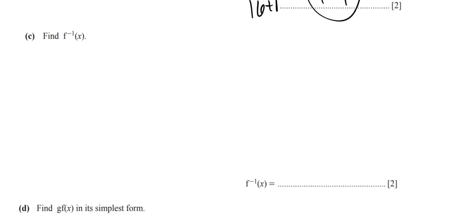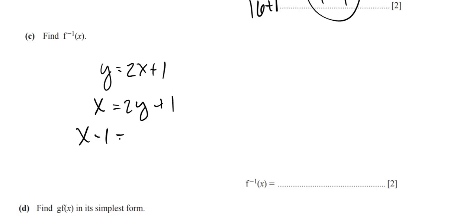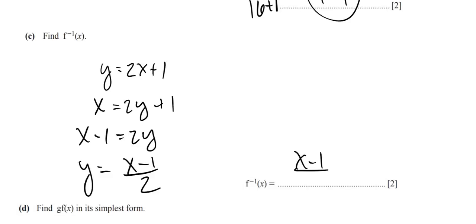Find the inverse of f of x. And so what we have is y equals 2x plus 1. We'll switch the x and the y here and then solve for y. So x minus 1 equals 2y, and then switching the sides, we end up with x minus 1 divided by 2.